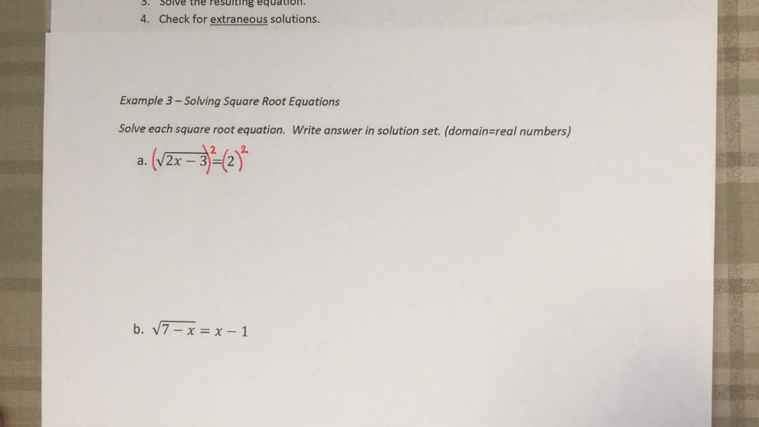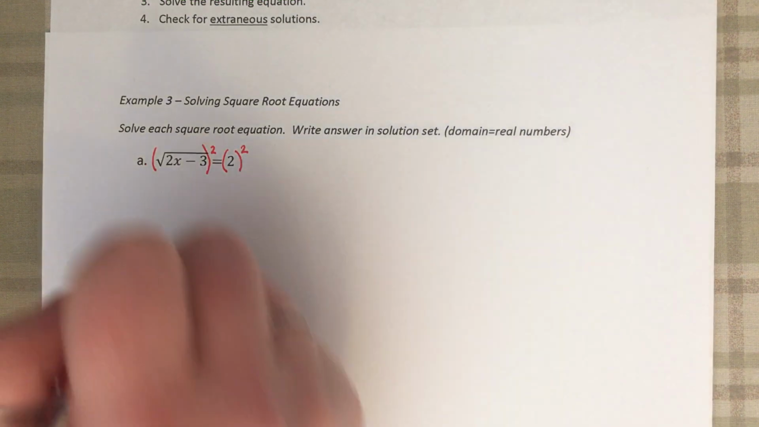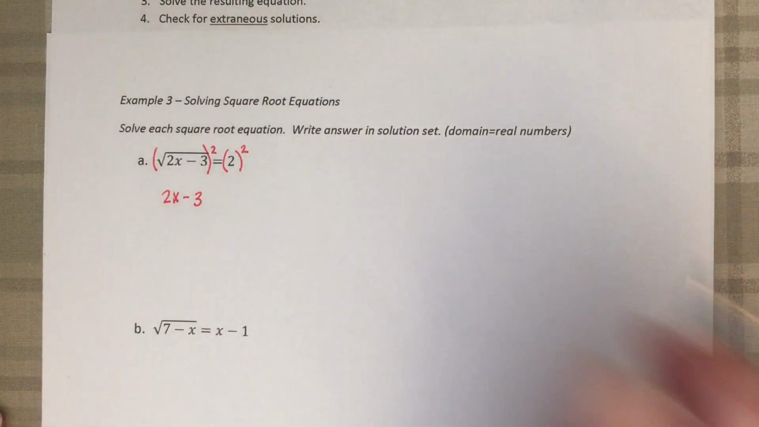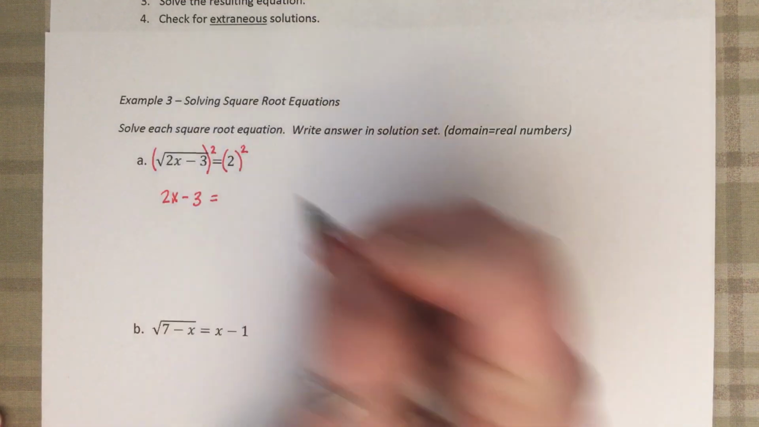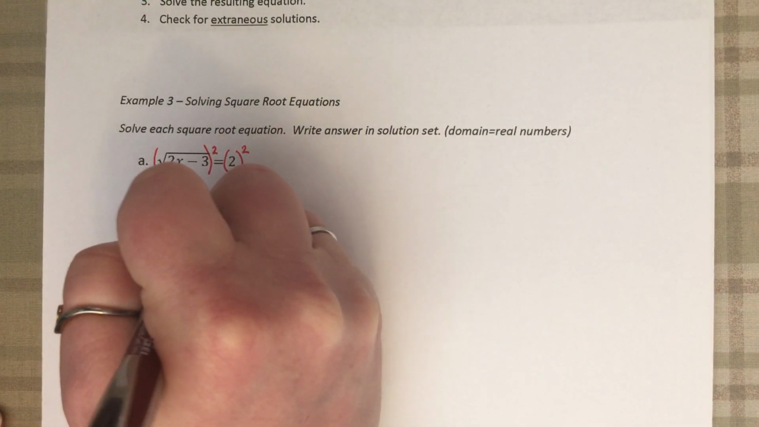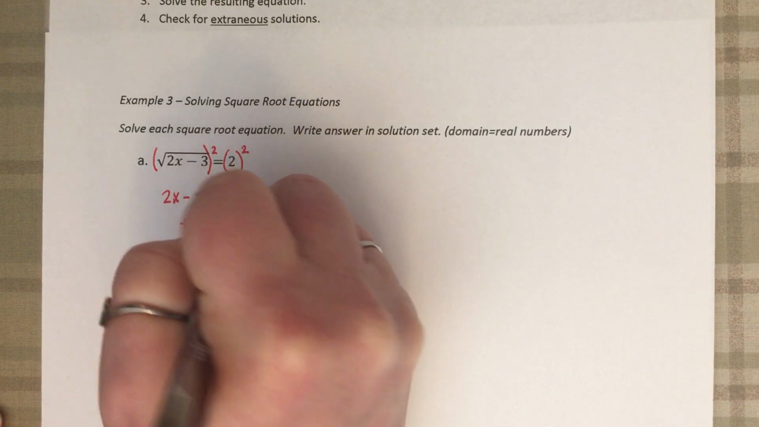On the left side, our square and our square root essentially cancel each other out. Right? So we are going to have a 2x minus 3 left on that side. On the right side, we're actually going to square our 2. 2 squared is 4.